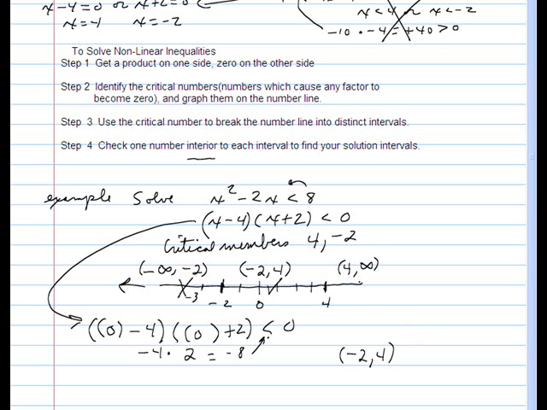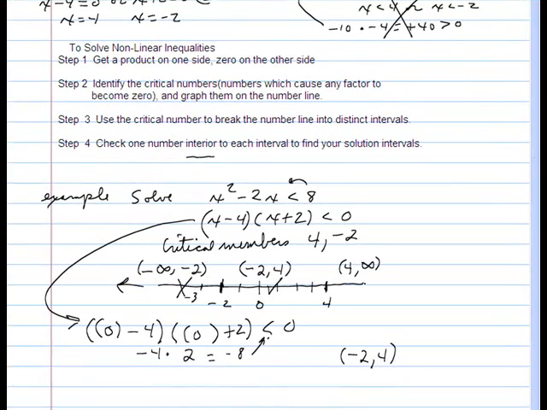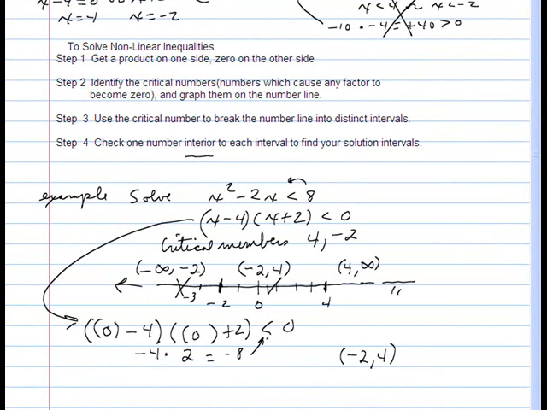Now I need to check a number from the third interval. The third interval goes from 4 to infinity. Somewhere out here is 10. I'm going to check 10. So let me erase this. Instead of a 0 here, I'll put a 10 here. 10 minus 4 is 6. 10 plus 2 is 12. 6 times 12 is positive, so that's going to be greater than 0. In order to make the sentence true, it had to be less than 0. So that's not a solution interval. So I've got the solution interval negative 2 to 4.